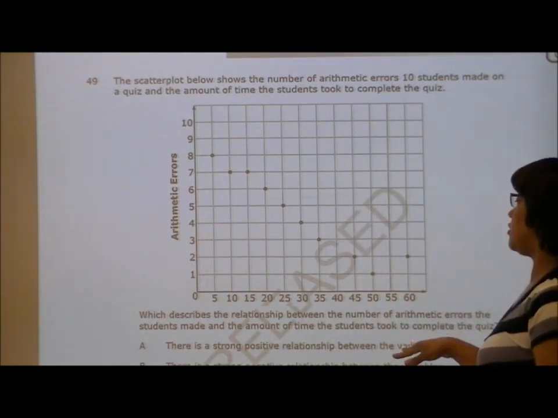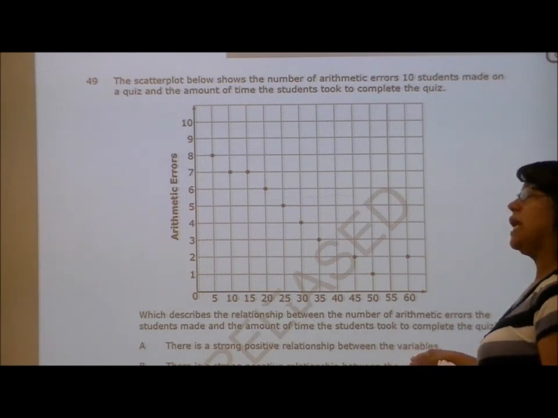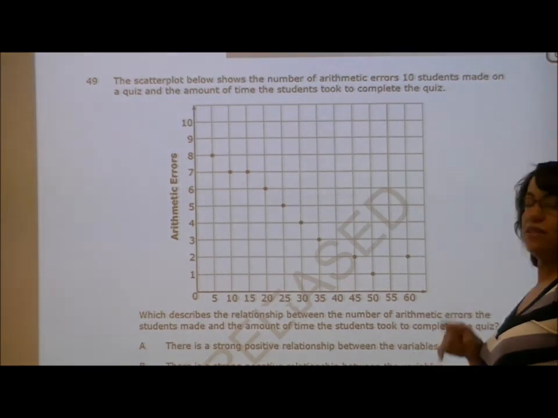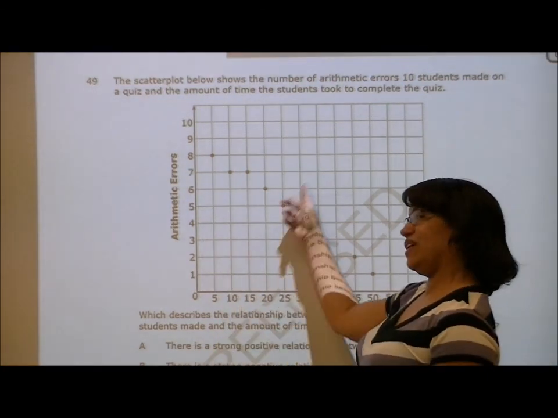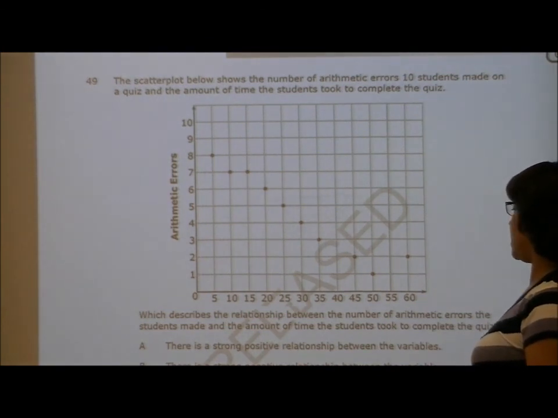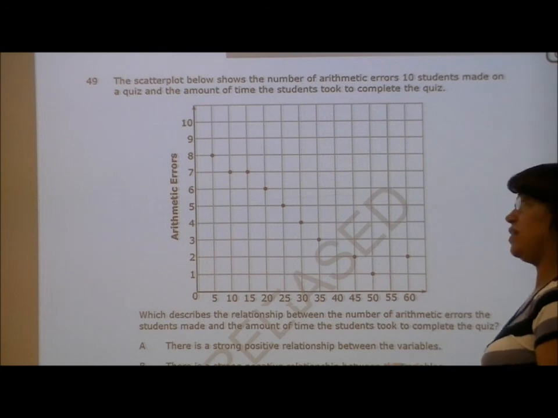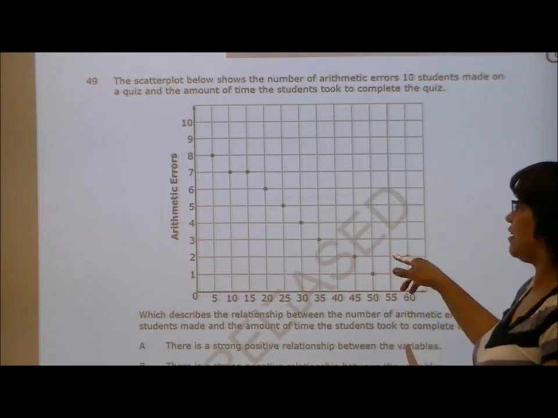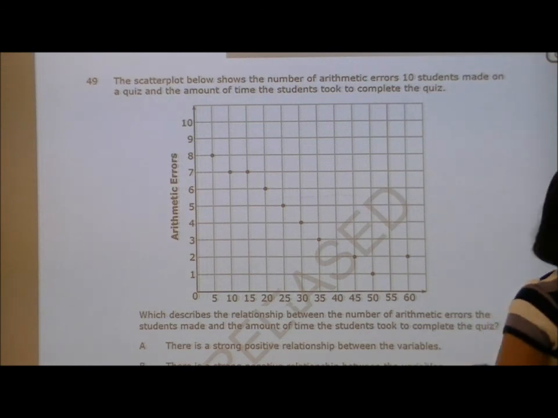Okay, so there's a strong positive correlation. If there was a positive correlation, would you go uphill or downhill? If you think about it, a positive line goes uphill, so that's wrong. You can't be positive. There's a strong negative relationship between the variables. If you look at number 49, that's correct, because you have a negative slope. If you look at the line of best fit, it goes downhill. So the answer is B.